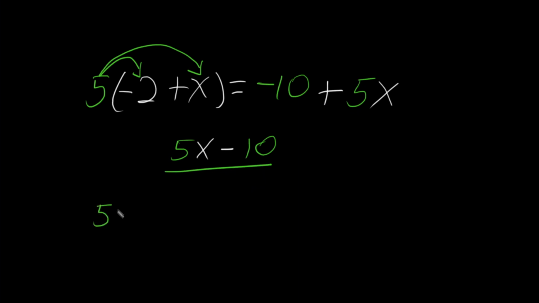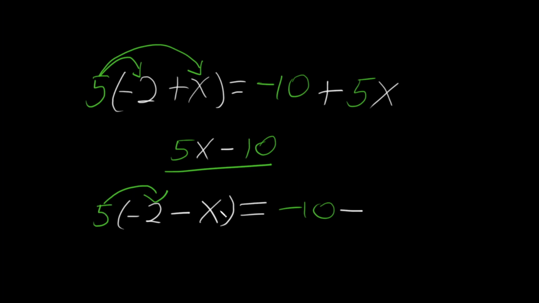If we did a nearly identical problem, however, this time, instead of negative 2 plus x, we had a negative 2 minus x, the same rules apply. We're distributing 5 into the negative 2, which gives us negative 10. And then we have a minus sign.